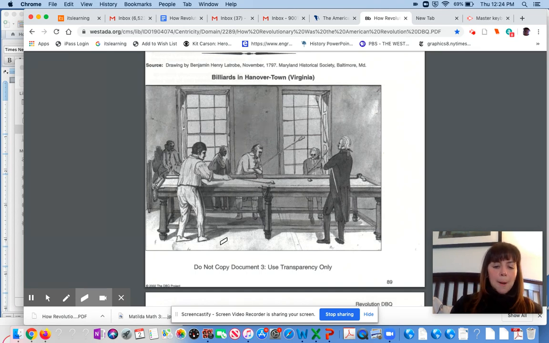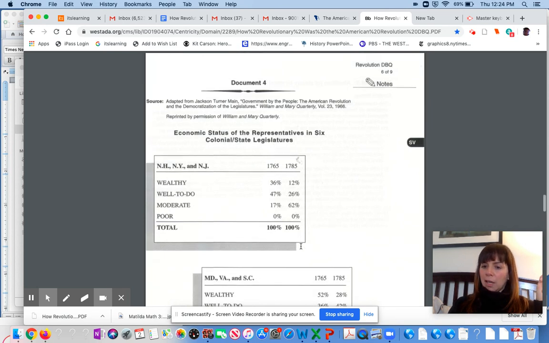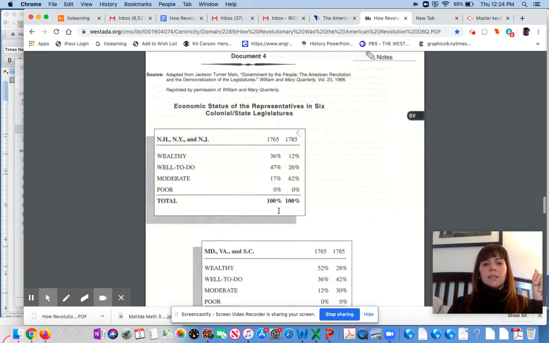Okay. This one is a little complicated because there's numbers. But overall, you look here, wealthy people in 1765, 10 years roughly before the revolution. The chart shows the economic status of the representatives in 6 colonial state legislatures. That means people who make the laws. In 1765, look at these numbers. Rich people have more control.